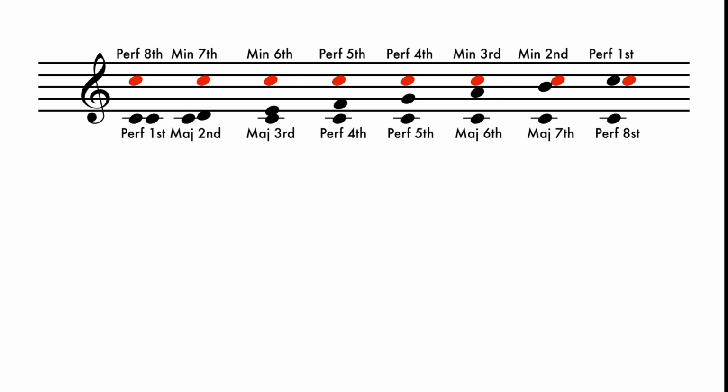When you invert an interval of a third, it becomes a sixth and vice versa. And when you invert an interval of a fourth, it becomes a fifth and vice versa. All you need to remember actually is just subtract the interval from 9 and that will give you its inversion.